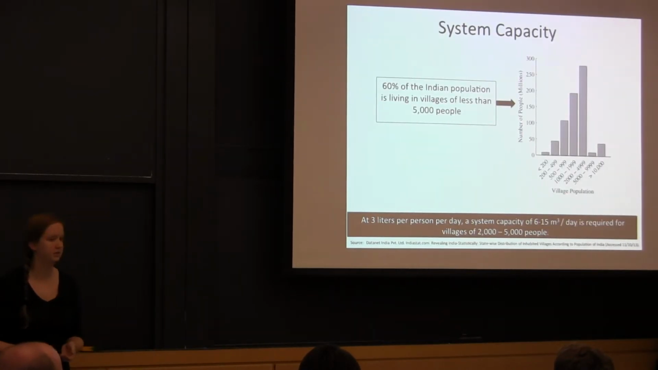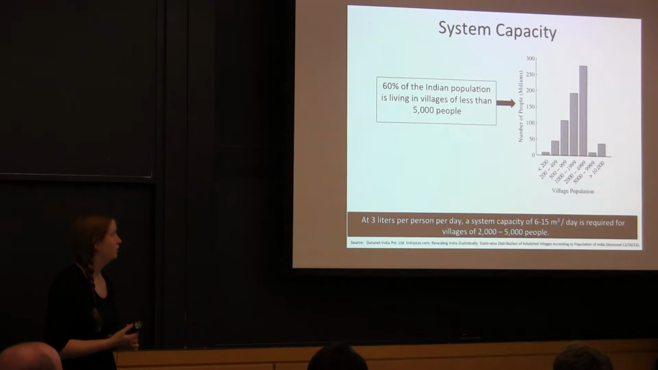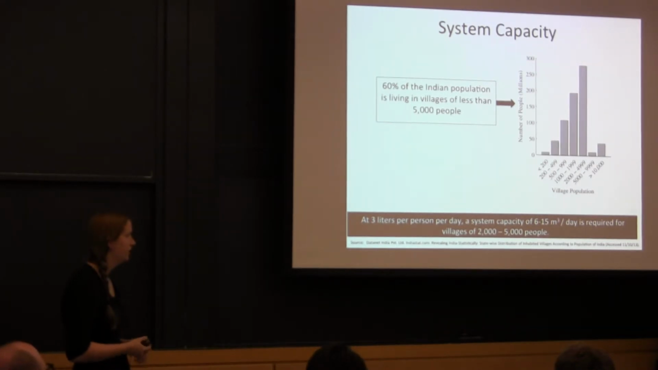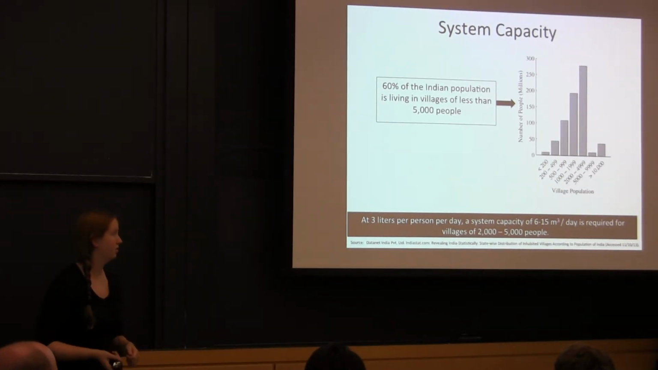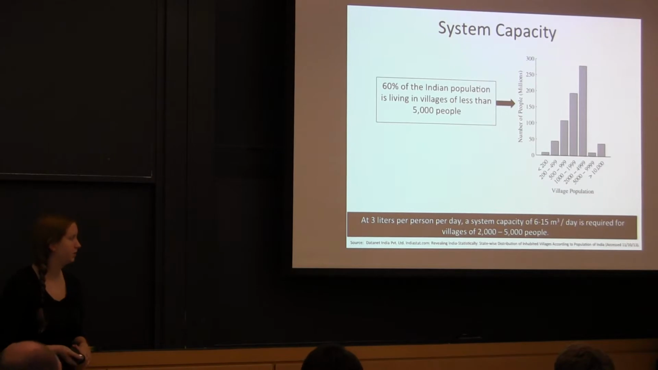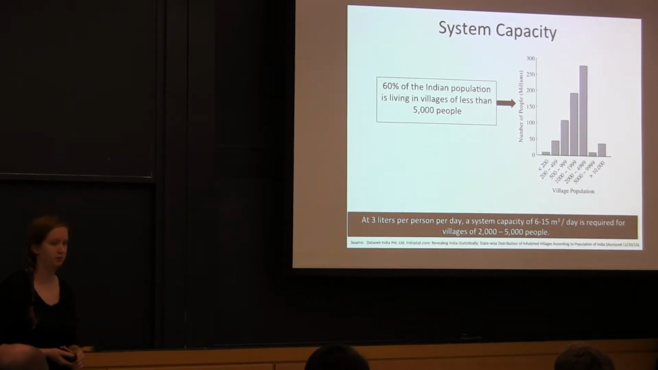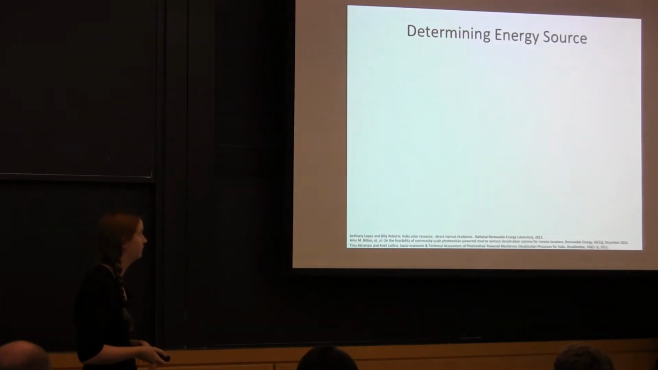Similarly, you can look at what system size we're talking about. You know that 60% of the Indian population is living in a village of less than 5,000 people. This information you can just pull from the census. And at 3 liters of drinking water per person per day, you get a system capacity of around 6 to 15 meters cubed per day. Why that's important is that once you start looking at these desalination technologies, the size of your system matters greatly for what makes sense of which technology to use.